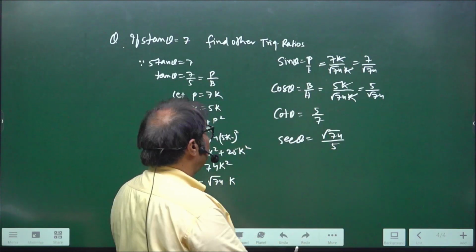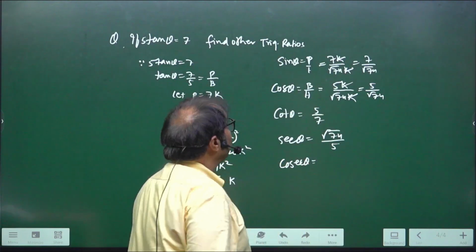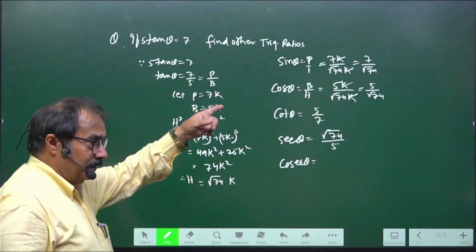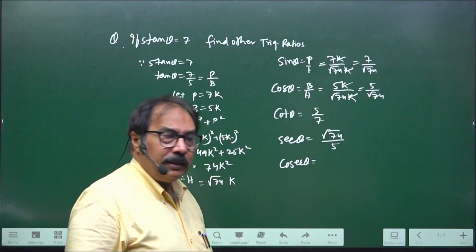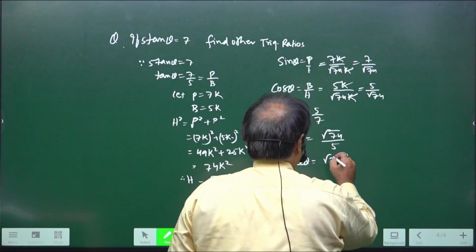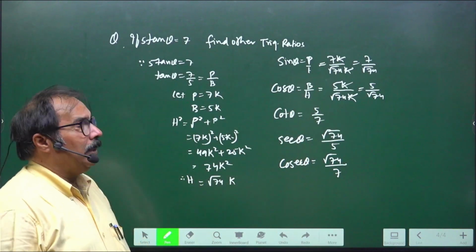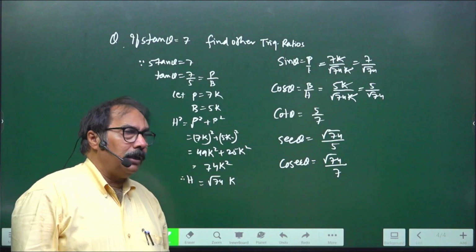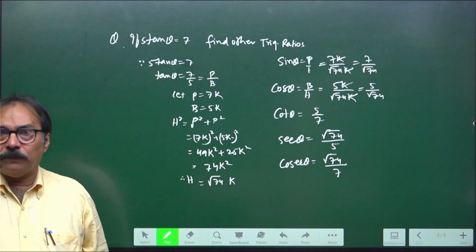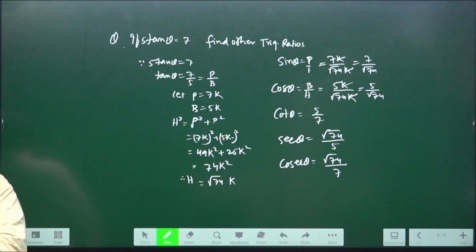Okay. Now cosecant theta. Cosecant is the reciprocal of sine theta, and the value of sine theta we have already calculated. So this will be equal to root over 74 upon 7. So in this way we will calculate all the trigonometrical ratios if the value of any one trigonometrical ratio is given.